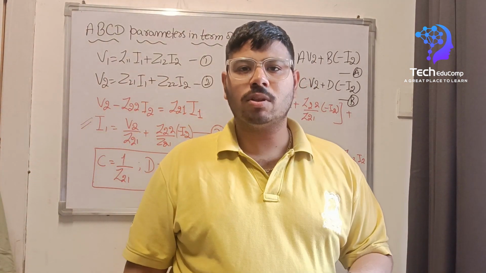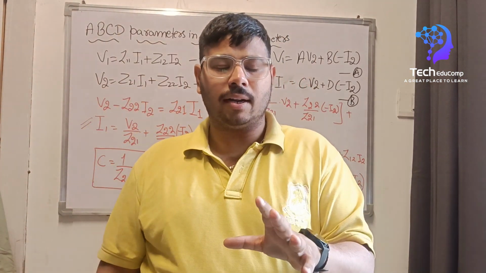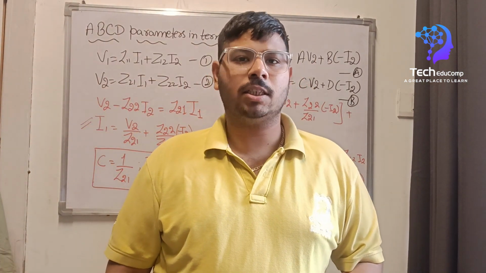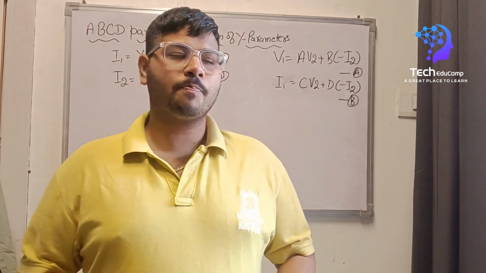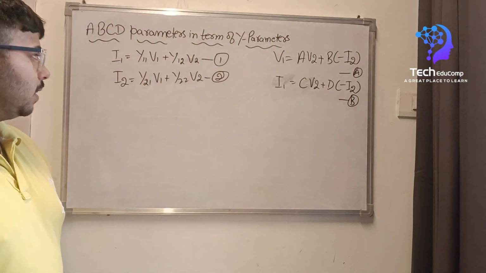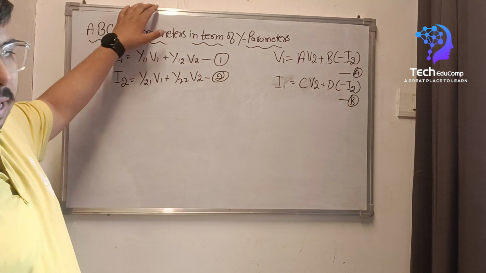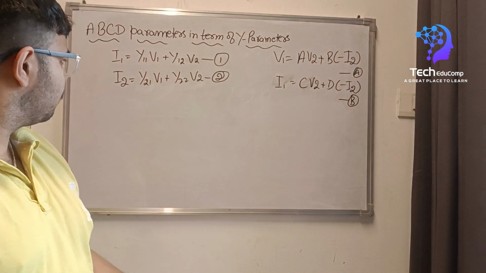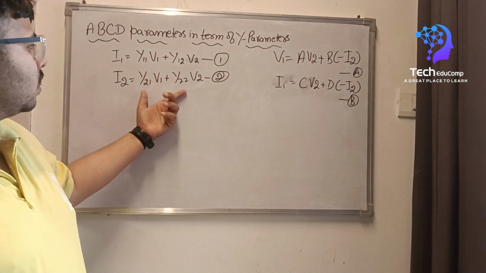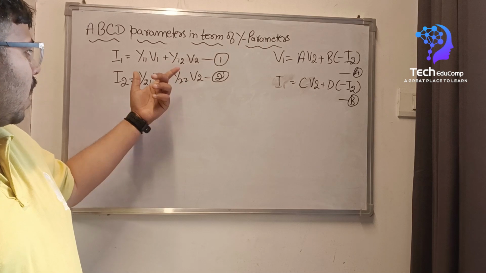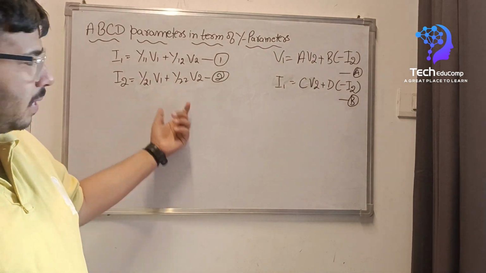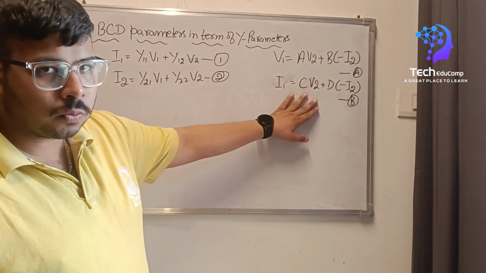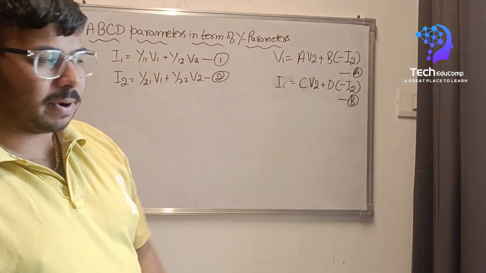So let's move on to the second part, that is how you can write the ABCD parameters in terms of Y parameters. These two equations are the Y parameter equations, and these two, as usual, are the ABCD parameter equations.